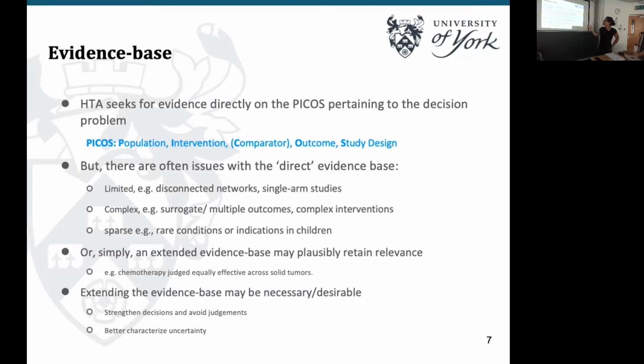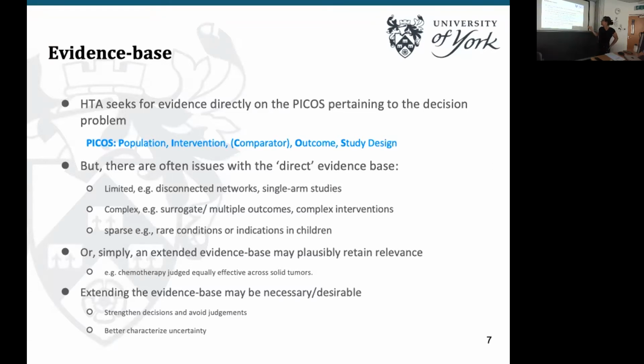But it might also be the case that an extended evidence base might retain relevance. So what does that mean? For example, chemotherapy is typically judged to work similarly across most solid tumors because it's a non-specific type of treatment. It's just a blast. So why not use that external evidence, external to the population that we're looking at, to support some assessments?